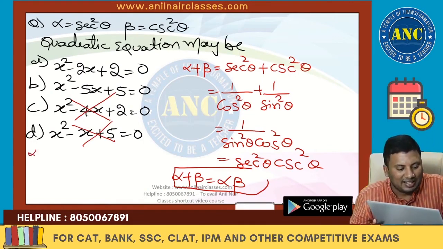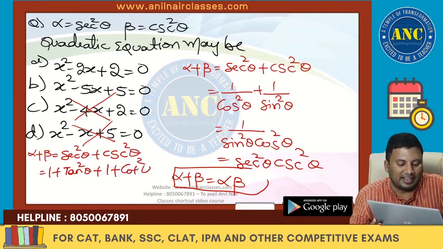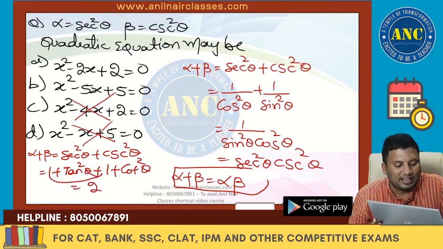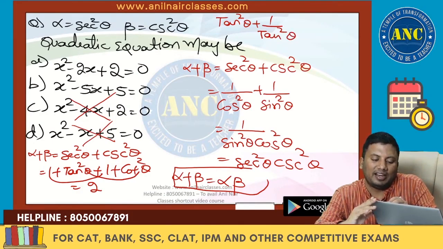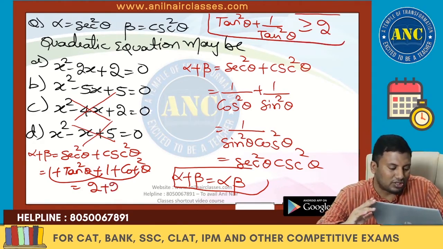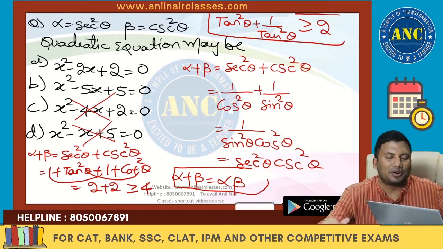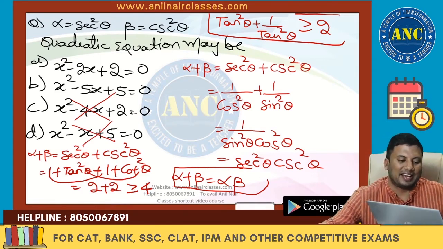Now if you observe, the sum of the roots is nothing but secant square theta plus cosecant square theta. This is 1 plus tan square theta plus 1 plus cot square theta. 1 plus 1 is 2, then tan square theta and cot square theta. Cot square theta is 1 by tan square theta. A variable and its reciprocal: the minimum value will always be 2. So 2 plus 2, that means the sum of the roots should be greater than or equivalent to 4. The product of the roots also should be greater than or equivalent to 4.